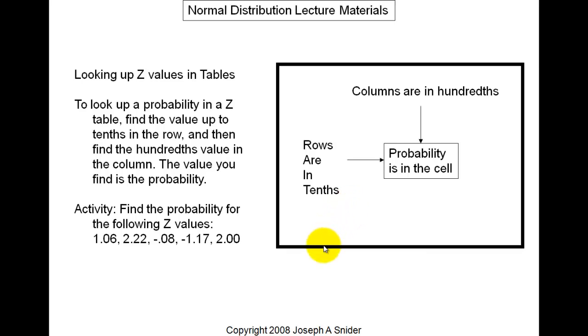The tenths are the rows, like 1.2. If you wanted 1.27, the 7 is the hundredths column, and that is the 0.07 that you'll see at the top of the column. So the 1.2, if you're looking for 1.27, 1.2 would be a row, and the 7 would be the column that you look at. The probability is inside the cell that corresponds to that row and that column.